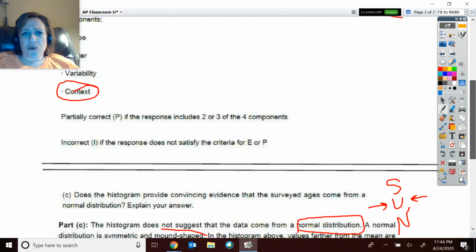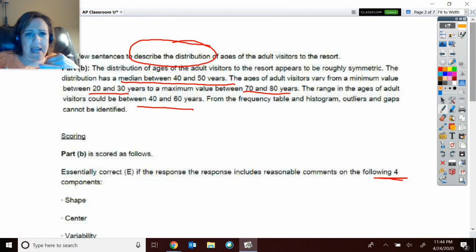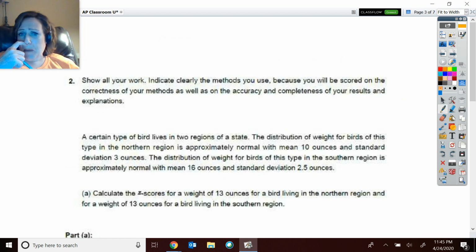Now, I'll show at the end how you could get a score of a 1, 2, 3, or 4. I put that in when I scored; I gave you a 1, 2, 3, or 4 based on that. Okay, let's go over to the second problem.